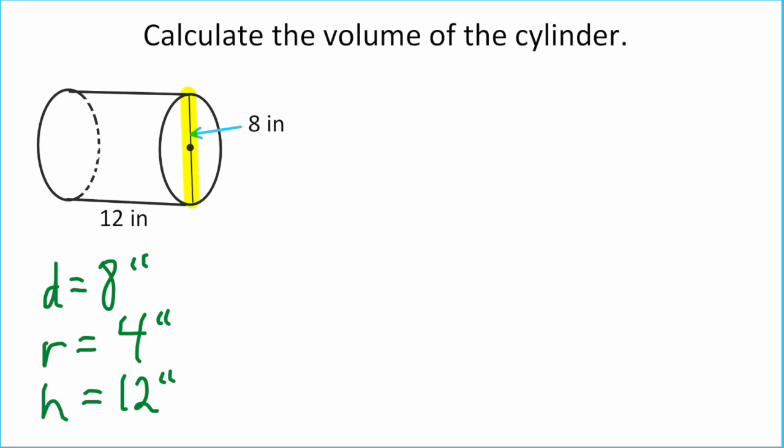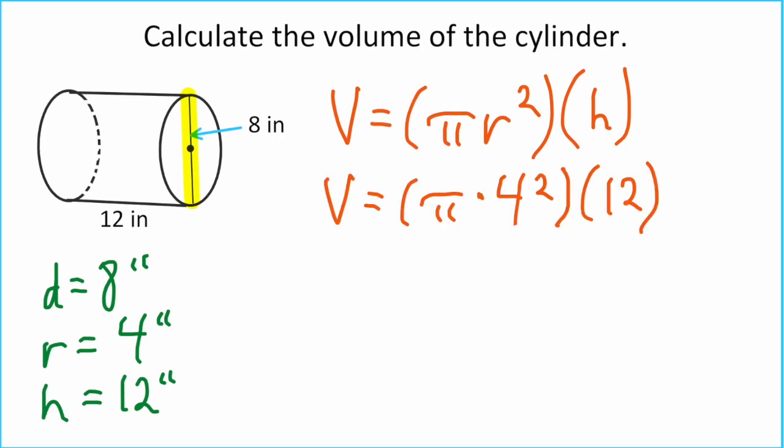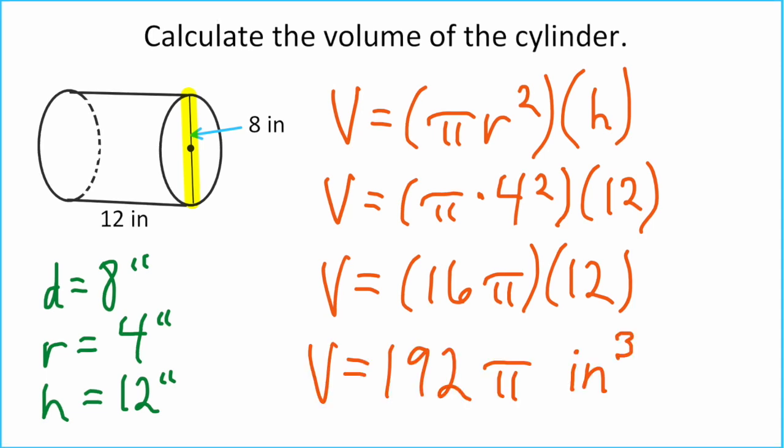Now we're ready for our formula. We get the volume is pi r squared times the height. So that gives us pi times 4 squared times 12. And that would be 16 pi times 12, which becomes 192 pi cubic inches. For pure math problems, you can just leave it in terms of pi. And that's it.